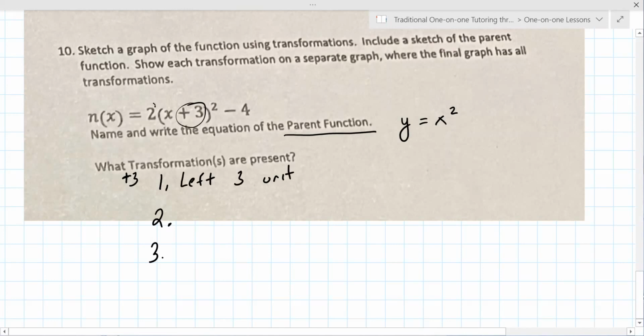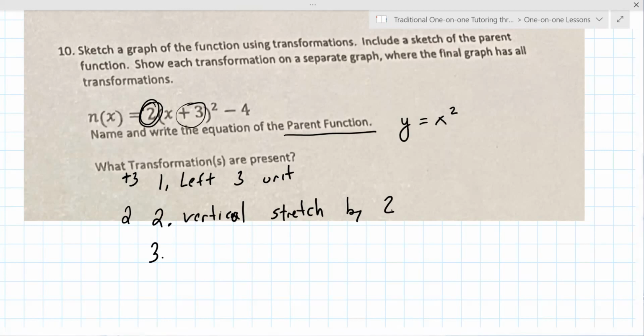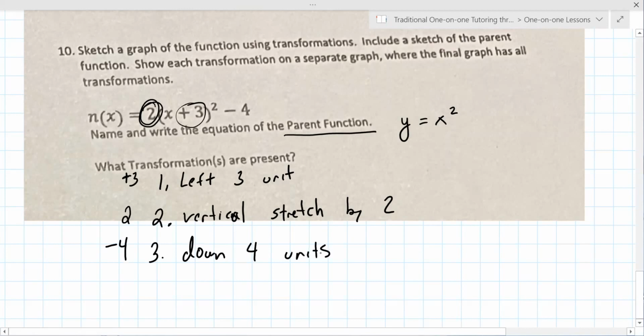Okay. Yep. All right. This 2 out in front is the next transformation. It's a vertical stretch by 2. Vertical stretch by 2. Right, and then the -4 is the last one. That's down 4 units. Okay, I got that down.